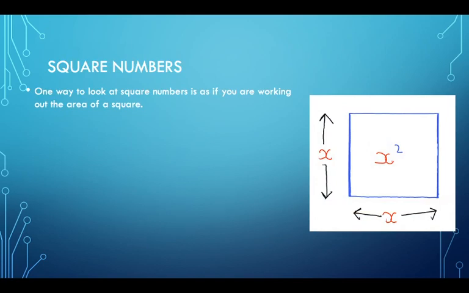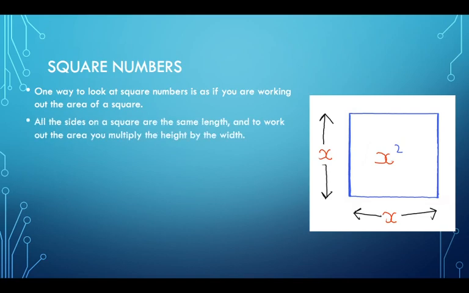So one way to look at a square number is if you're working out the area of a square. All the sides on a square are the same length, and to work out the area you multiply the height times the width. As the sides are going to be the same length, you are squaring the number. If you're multiplying the height times the width and they're both the same number, you're simply squaring that number.